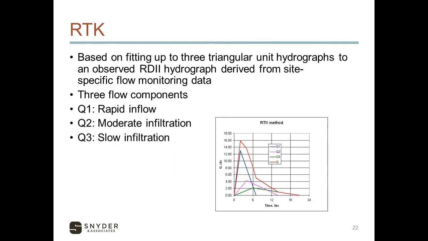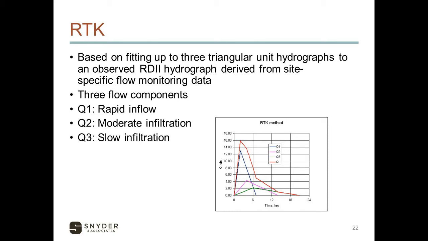So RTK is another method that we will use to evaluate peak flow in our sewer systems. This is an accepted EPA-approved method. They have a toolbox that you can access online that has pre-developed spreadsheets where you can input data to help with some of the analysis. Really, this process is fitting up to 3 triangular hydrographs compared to what an observed overall 4th hydrograph would be.